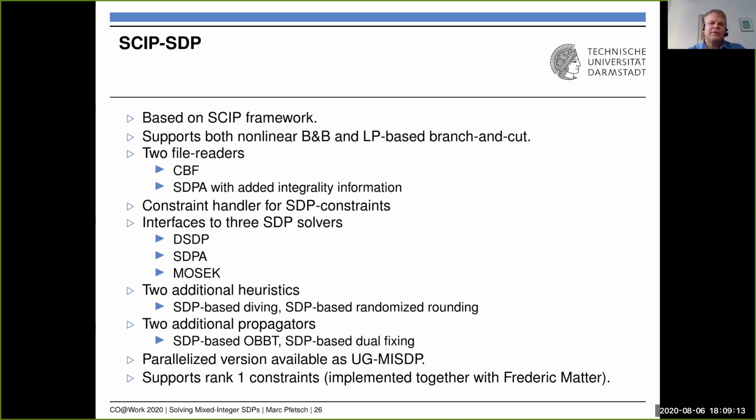And it has primal heuristics, diving-based heuristics, and randomized rounding. And it has propagators, optimality-based bound tightening, and a dual fixing method, which I'll show you in a second. There's a parallelized version available, which I also will quickly mention later. And it supports rank 1 constraints, which are implemented together with Frederic Matter.